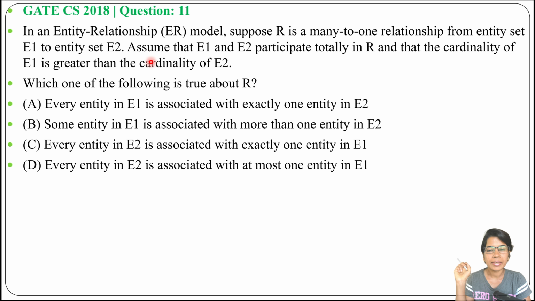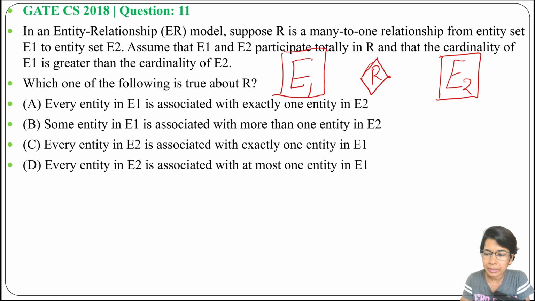Hey everyone, let's solve one previous question of DBMS. This question was asked in GATE CS 2018, question number 11. In an entity relationship model, suppose R is a many-to-one relationship from entity set E1 to entity set E2. Assume that E1 and E2 participate totally in R and that the cardinality of E1 is greater than cardinality of E2. Which one of the following is true about R, and 4 options are given.